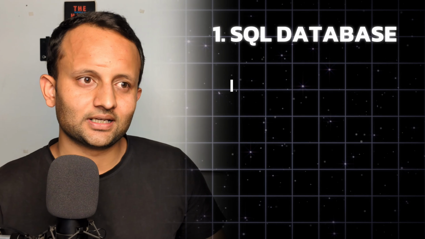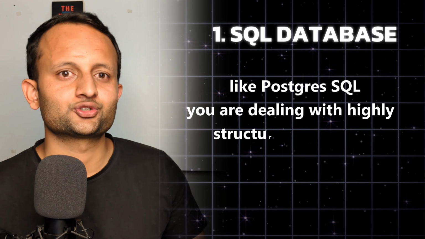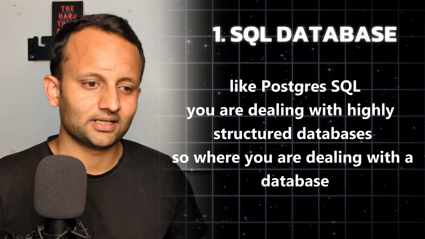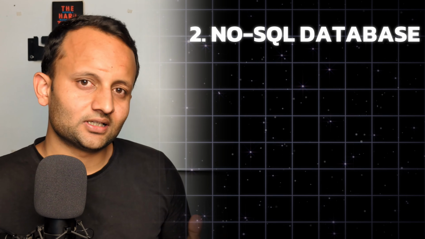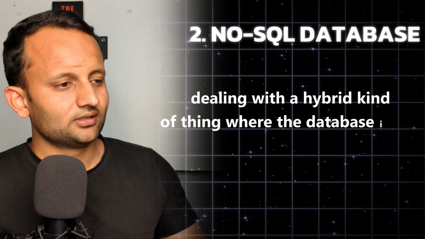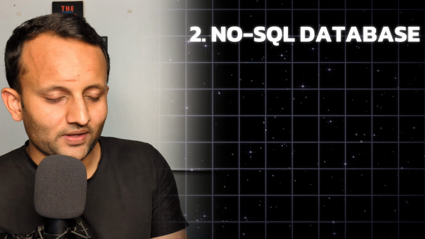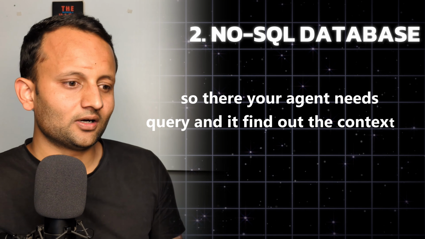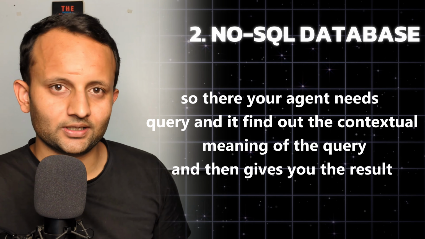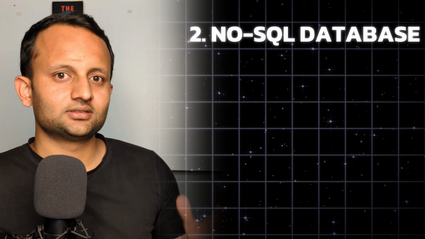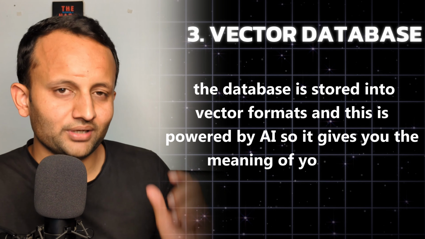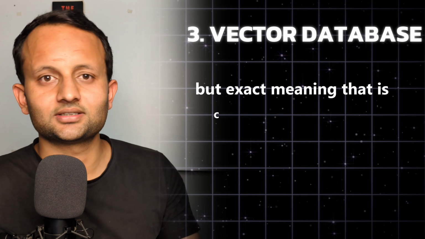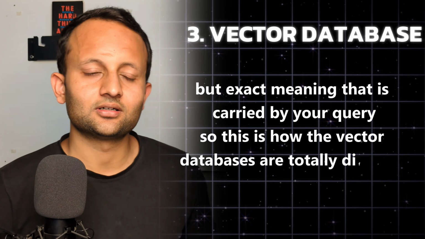Now let's take a complete recap of what we have learned so far. If you're using SQL databases like PostgreSQL, you are dealing with highly structured data, like a structured Excel sheet, spreadsheet, or Google Sheets. NoSQL databases are a hybrid kind of thing, where the database is not fully structured but not highly unstructured either. There your agent makes a query, finds the contextual meaning of the query, and then gives you the result. But what makes vector databases different is that the data is stored in vector format and this is powered by AI. So it gives you the meaning of your query, not just the context but the exact meaning carried by your query. This is how vector databases are totally different from the other two.